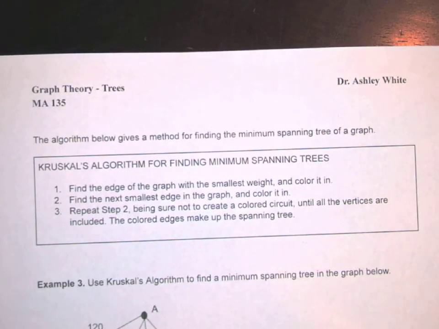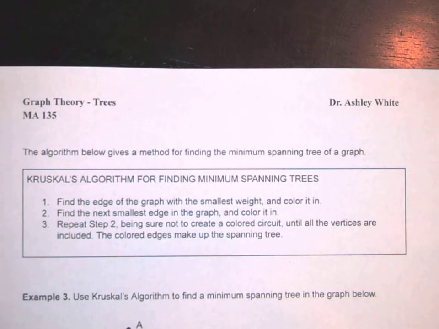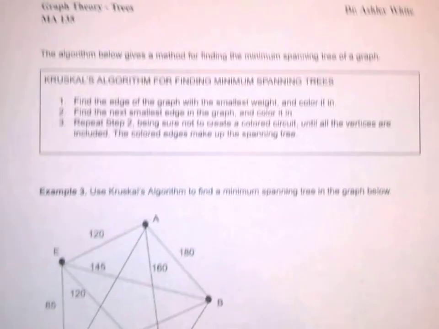So we're going to use this algorithm below for finding minimum spanning trees in graphs. This is called Kruskal's algorithm. So we can start anywhere. First we're going to find the edge of the graph with the smallest weight and color it in or denote it some way. Then we're going to find the next smallest edge and color it in. And we're going to keep doing that, being sure not to create a circuit, until all the vertices are included. And then the colored edges are going to make up our spanning tree.